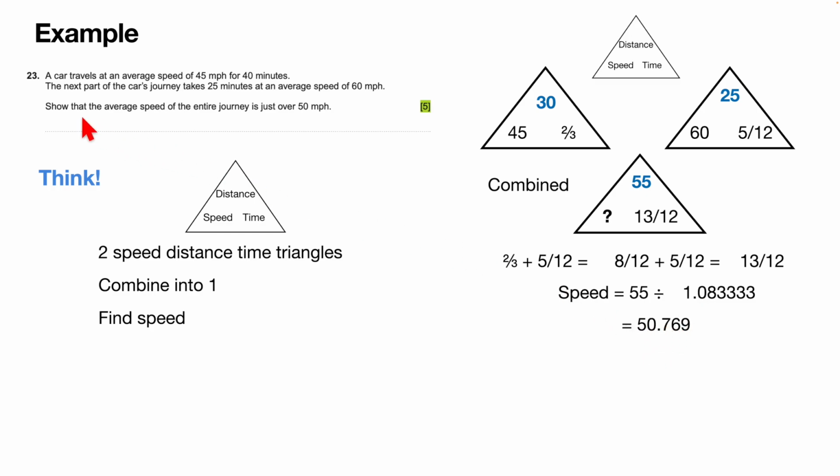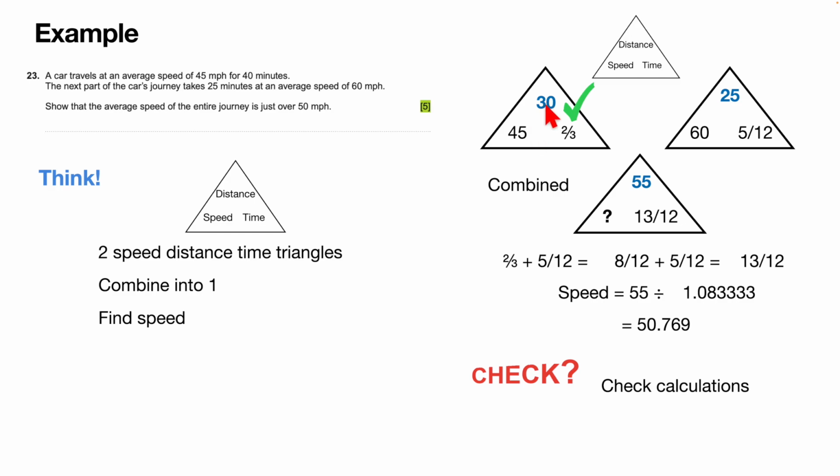The question says, show the average speed of the entire journey is just over 50. And that's 50.769. So I'm pretty happy with that. Obviously, I'd make a quick check of the calculations. If this and this all multiply, which they do, if we've added the 2 bits together, 55, and the time together correctly, then this has to be valid and that has to be 50.769. Very happy with that. We get a mark for this.